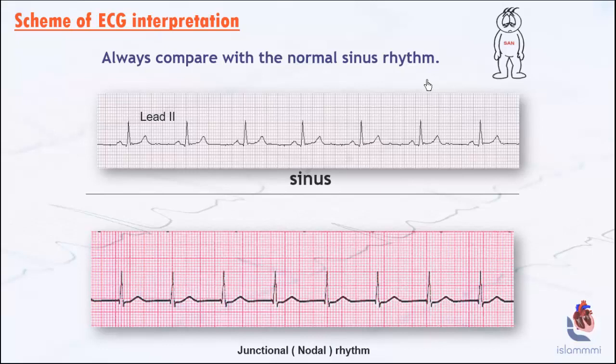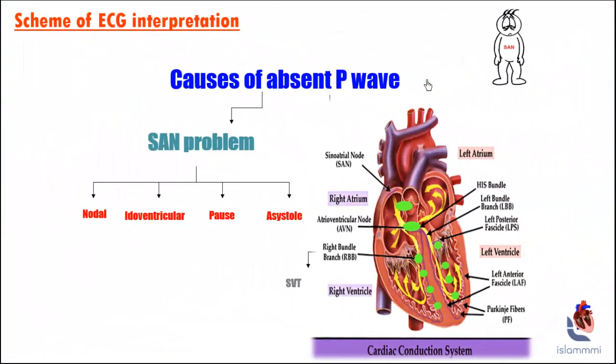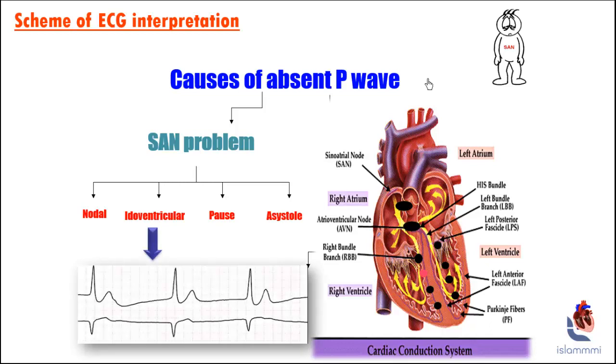So the second one, suppose that the SA node is dead, the AV node is also dead, so the heart has to find something. It will find the next pacemaker that comes in its way, which is the ventricle. So it's called idioventricular. The pacemaker now is not in the SA node anymore, not in the AV node anymore, but in the ventricle. As long as we said ventricle, the QRS has to be wide, because the pacemaker has come from here. So as you see, this is the idioventricular rhythm.